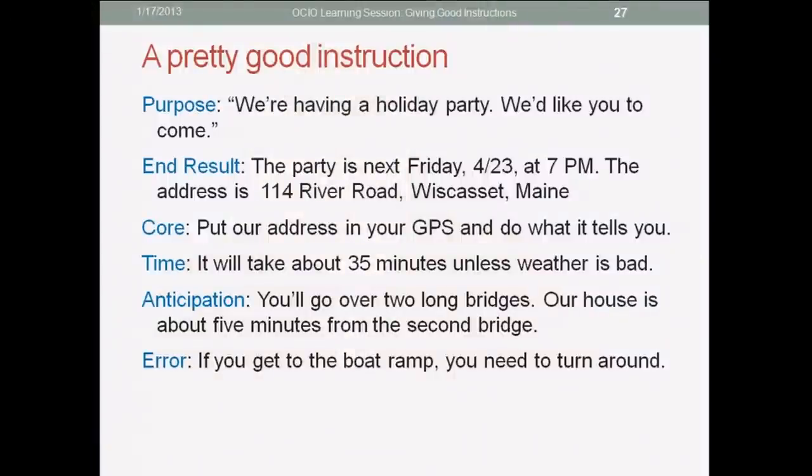It also gives the end result. It's going to be a party. This is the destination. Where do I want to get to? That's why when I gave Bjorn a model, we want to get to something like this.